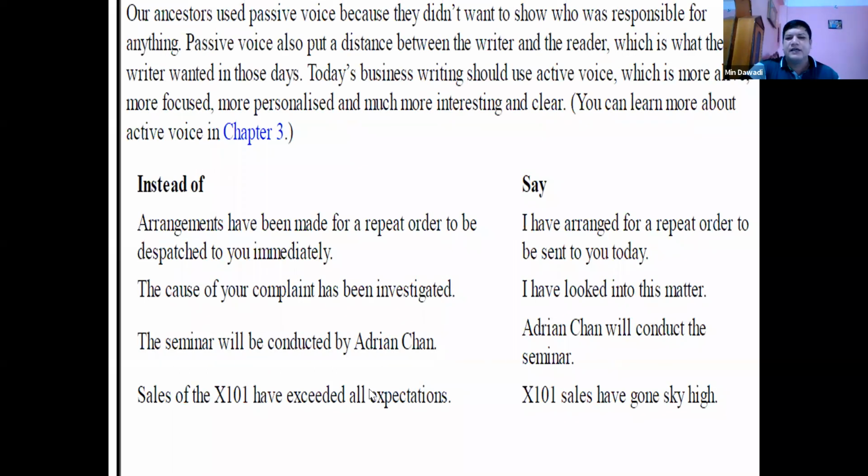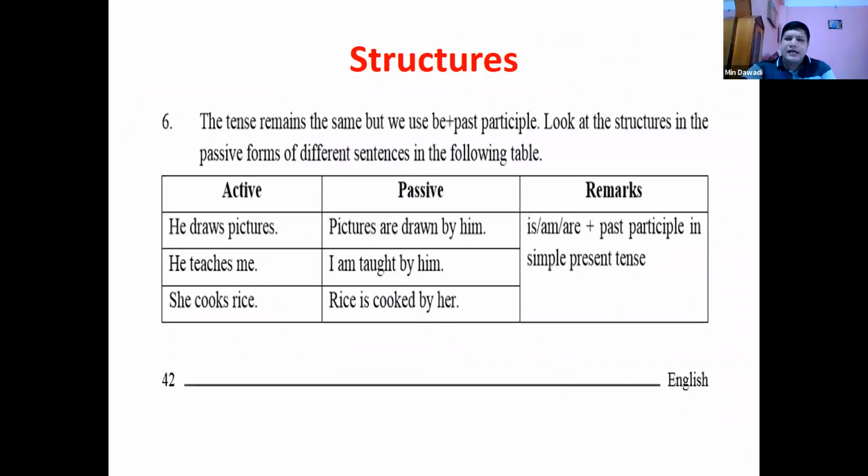Here are some examples. I think we talked about these examples in the last class also, so I'm not going to explain them individually. Go through these examples once again, get the concept, get the idea, and try to use these ideas while writing business messages. I want to remind you of the rules of active voice and passive voice. Though you studied these rules in the junior classes also, most of you might have forgotten.